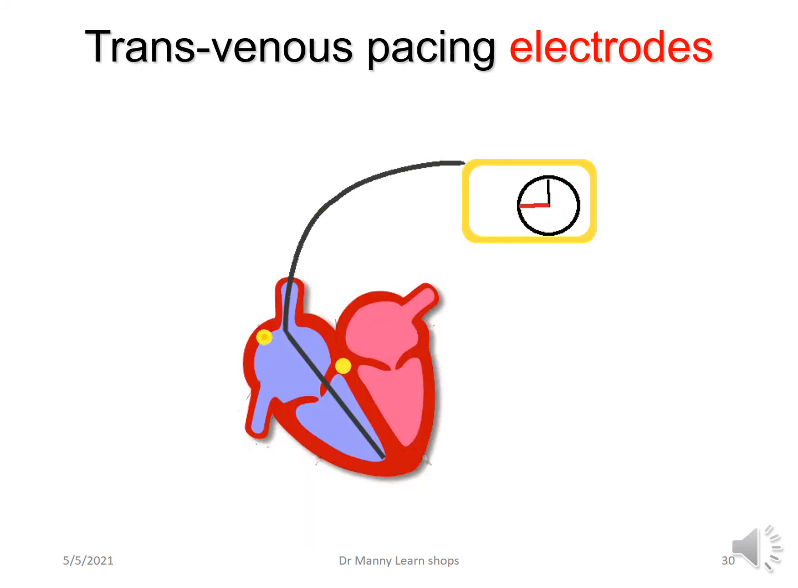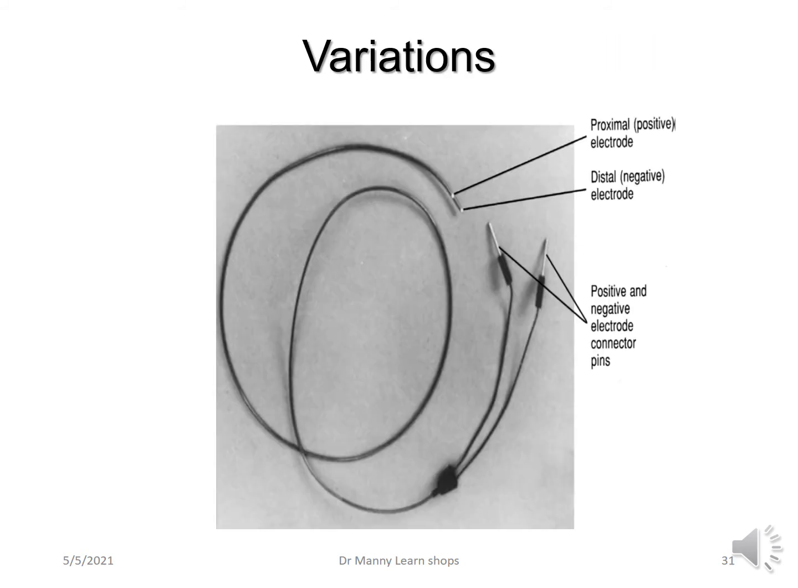When we look at transvenous pacing electrodes, there are certain variations, but typically you have a lead with electrodes at the end. The proximal electrode is the positive electrode and the distal electrode is the negative electrode. And you have connections which are both positive and negative, which have to be connected into the pulse generator, the pacemaker box, in the correct way. Otherwise, you don't provide the correct stimulation or sensing.